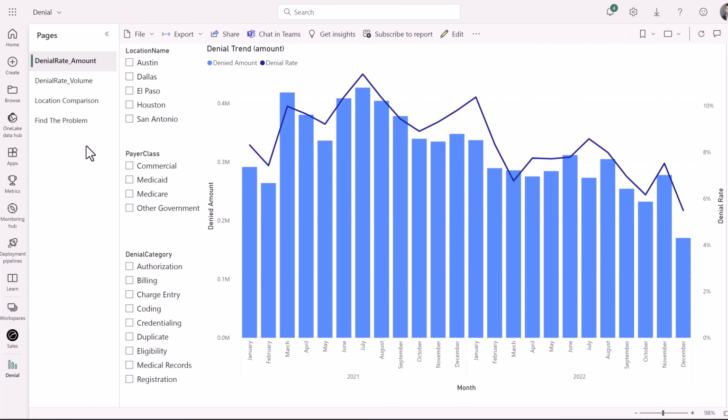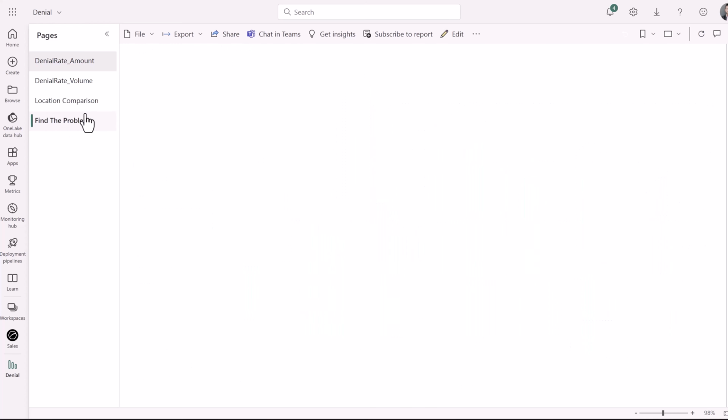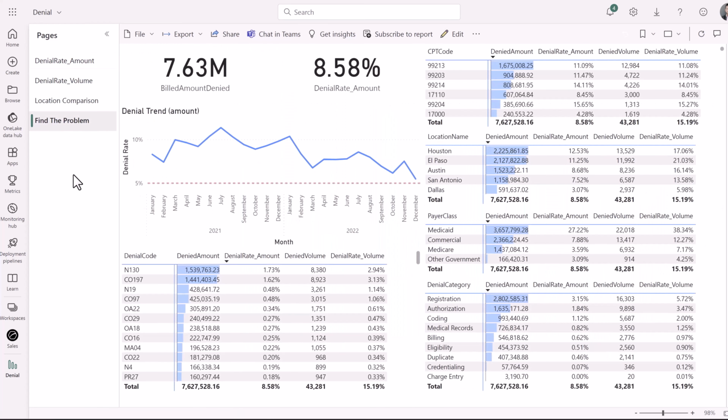This is a sample report that we can use to simulate how we go about finding those combination of factors that leads to a high and costly denial rate. The first few pages I'm going to skip over. It's just about the high-level numbers. You can see here that I can quickly gain an understanding of my trend through time by denial amount and denial rate. I'm going to jump straight into the Find the Problem page.